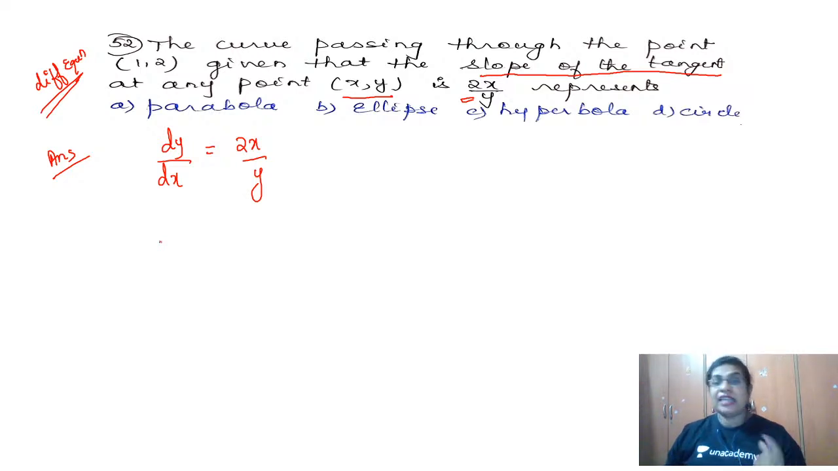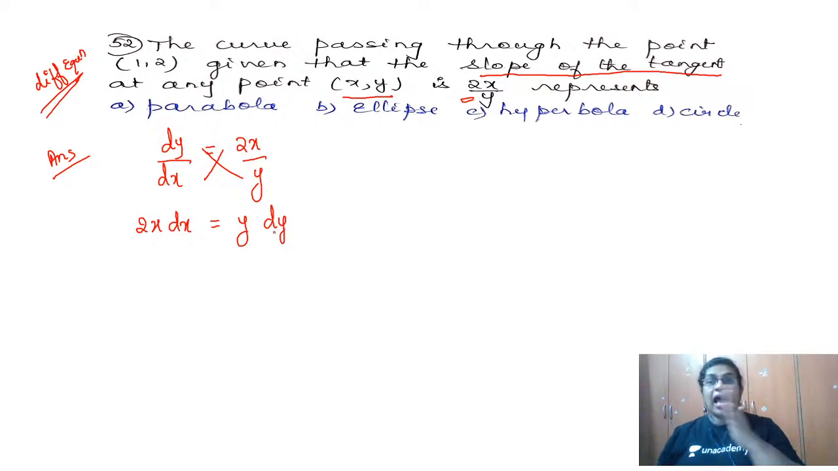So, how to get that? I know the variable separable method in differential equations. What is the variable separable method? Bring x and dx together, bring y and dy together. So here, when I cross multiply, I can get x and y terms together. Therefore, I am getting 2x dx is equal to y dy. So what I have done here is separated x and y.